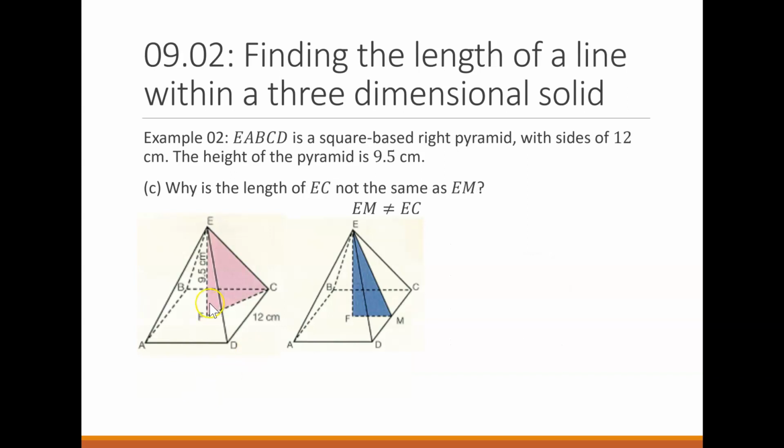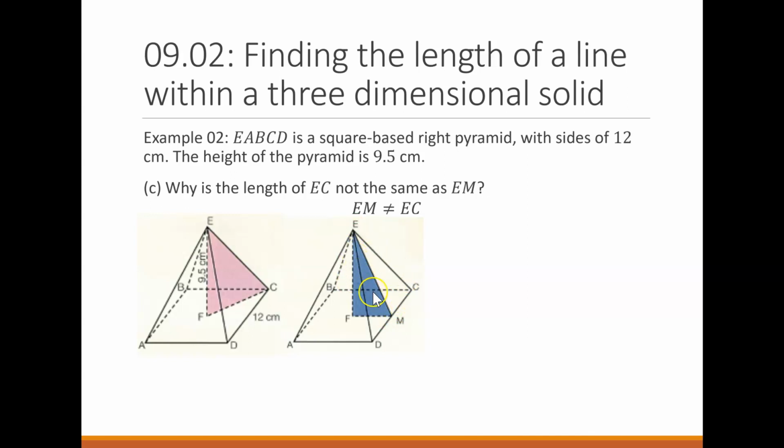Well, the first argument, the obvious one, is that these are both the hypotenuse of two different triangles, right? One triangle's height is 9.5, but the other leg, FC, is a different length than FM. Can't have a hypotenuse be the same if both leg lengths are different, or if one leg length is the same but the other is different. That's a reasonable argument.